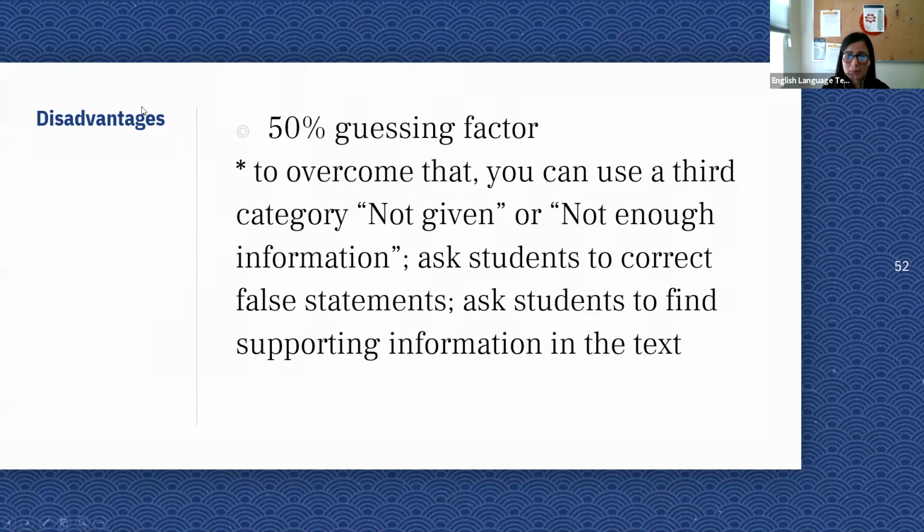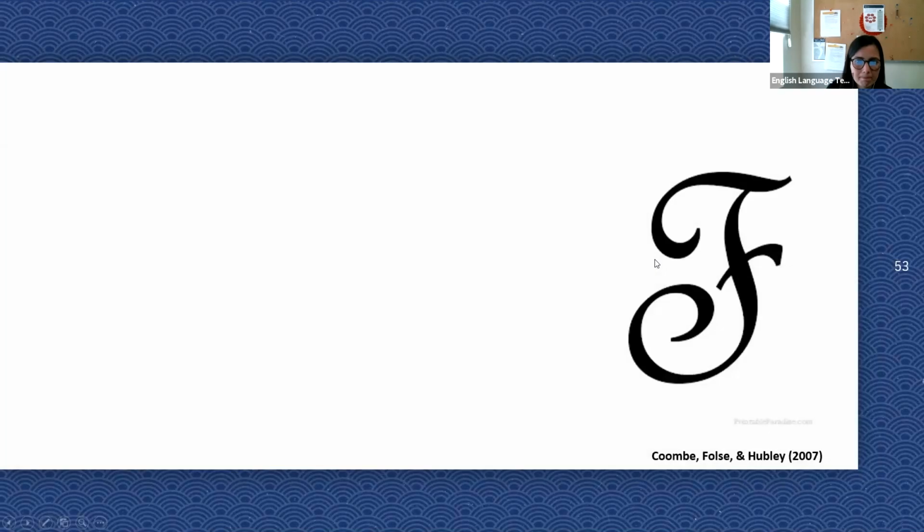And so to overcome that, you can use a third category. You can also ask students to correct false statements, or ask students to find supporting information in the text for both correct statements and incorrect statements. So these are a way to make sure they're not just guessing, they're actually giving me an explanation. But then scoring is not that easy, right?